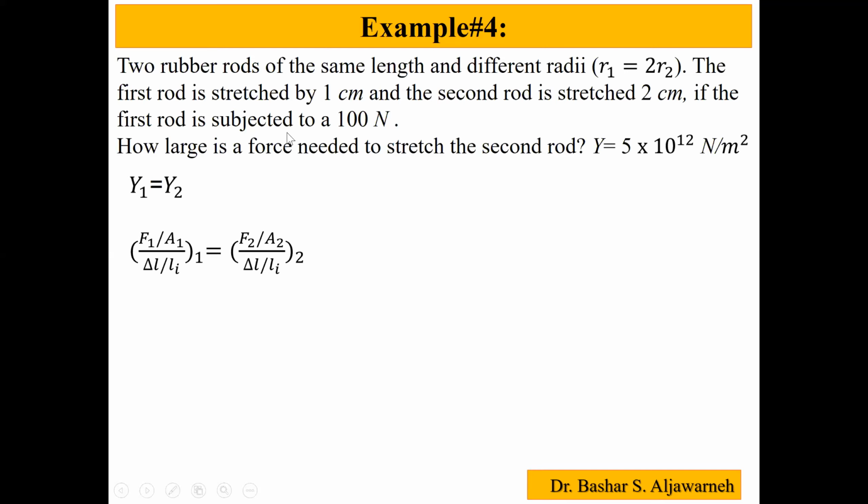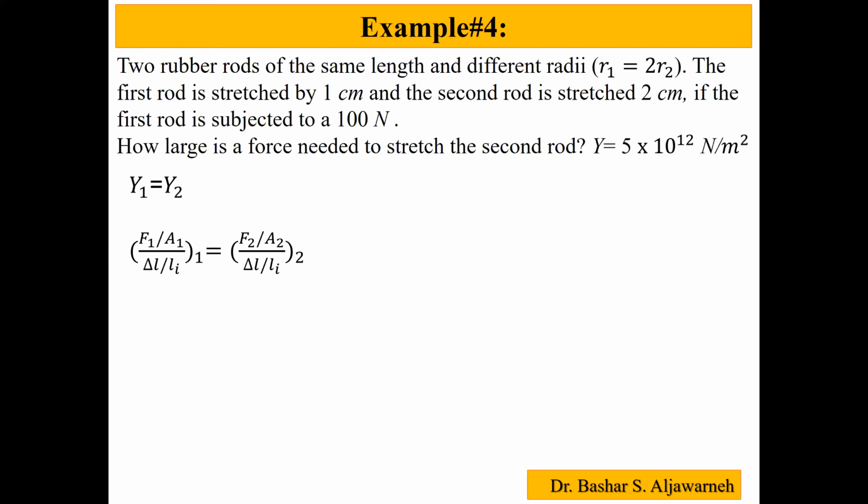Let's go to what's given from the question. The first force is given. And delta L for the first rod is given. Delta L for the second rod is given too. But L1 and L2, both of them are not given. But here, as you can see, same length means L initial for the first rod equals L initial for the second rod. And we know the area is pi R squared.